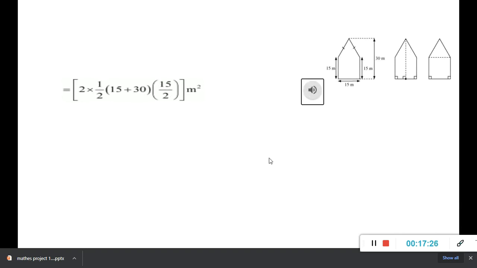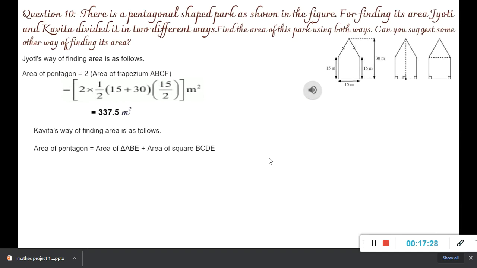Now question number 10. There is a pentagonal shaped park as shown in the figure. For finding its area, Jyoti and Kavita divided it in two different ways. Find the area of this park using both ways. Can you suggest some other way of finding its area? Let's see. First, Jyoti's way of finding the area is as follows.